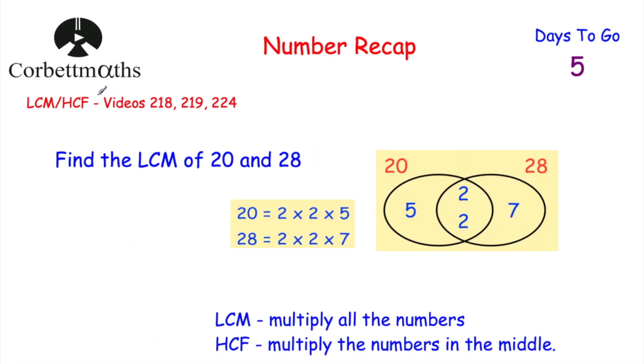Okay, next we need to know what LCM and HCF mean. So LCM means the lowest common multiple, and HCF means the highest common factor. If you want to find the lowest common multiple of 2 numbers, such as 7 and 10, you could list their multiples. So you could list the multiples of 7 and list the multiples of 10. And the lowest common multiple is the first number in both of those lists. And in that case, that would be equal to 70. So 70 is the lowest common multiple of 7 and 10.